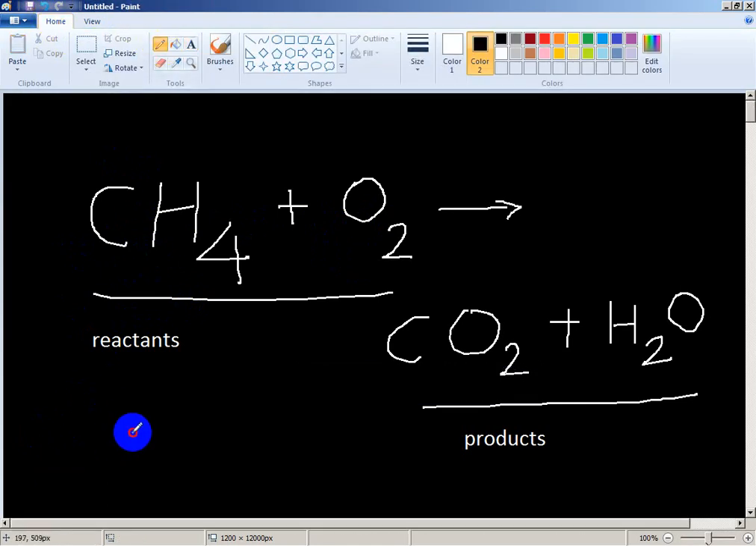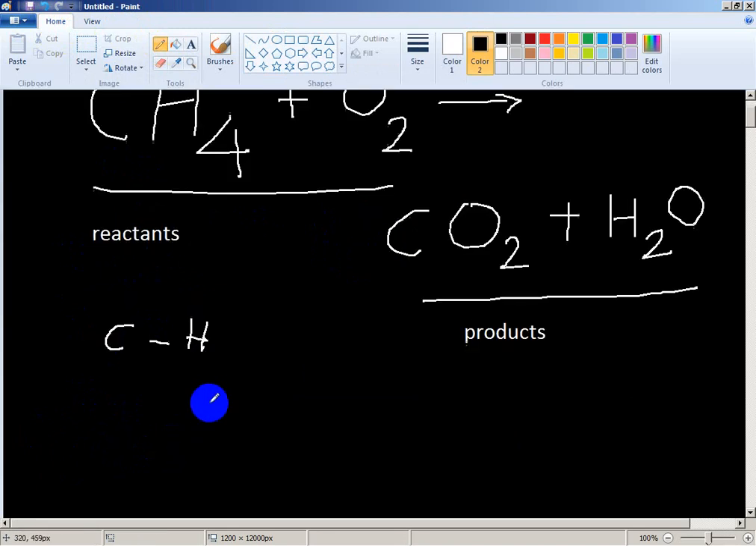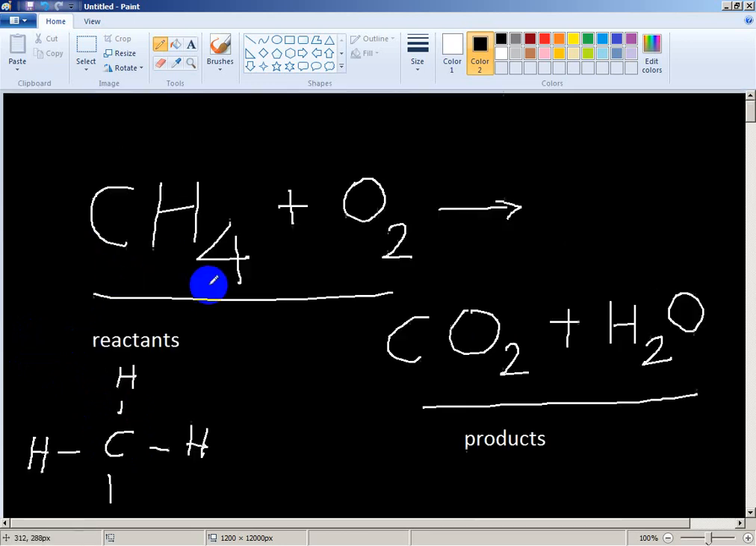Look, how many bonds does methane contain? Methane contains carbon-hydrogen bonds, four of them. And here oxygen contains an oxygen-oxygen double bond. Okay. During the chemical reaction, the reactants' bonds are breaking.